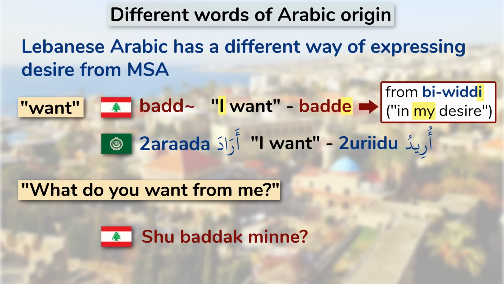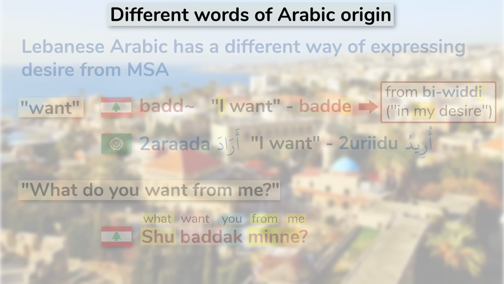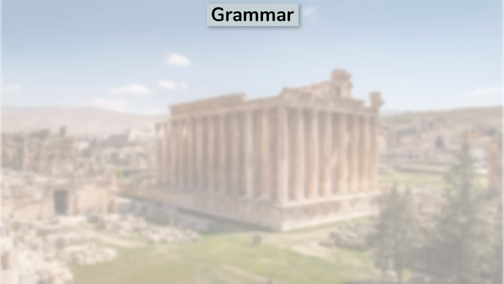شو بدك مني. What do you want from me? Word for word, what want you from me? This is obviously not just a difference in vocabulary, but also in grammar. There are some other grammatical features of Lebanese Arabic that we can take note of.